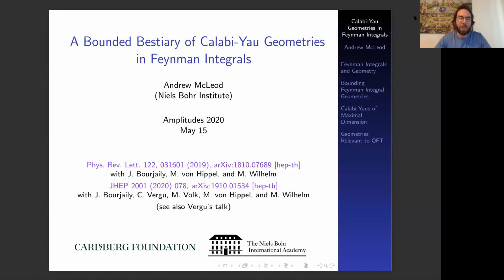So as Lance said, I'll be talking about a bounded bestiary of Calabi-Yau geometries and Feynman integrals. And this is work published with my collaborators at the Niels Bohr Institute, Jacob Bergeli, Christian Bergu, Matthias Volk, Matt von Hippel, and Matthias Wilhelm. And it'll also be related to the material that Christian will talk about in the next talk slot.